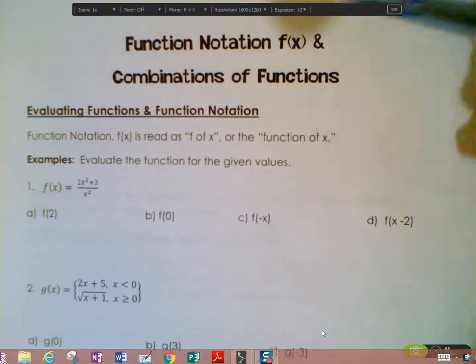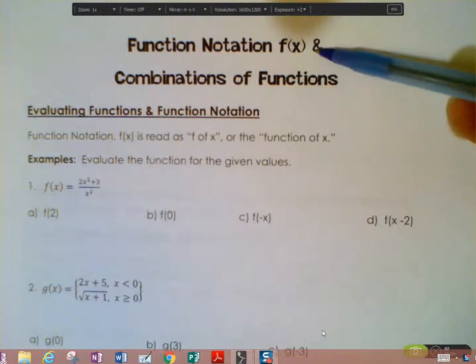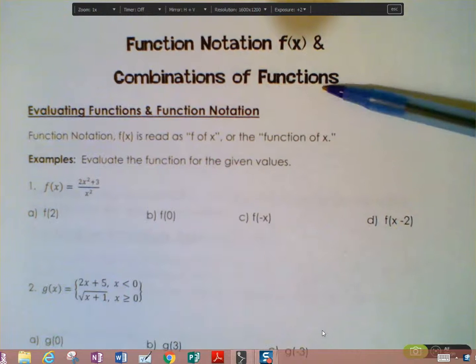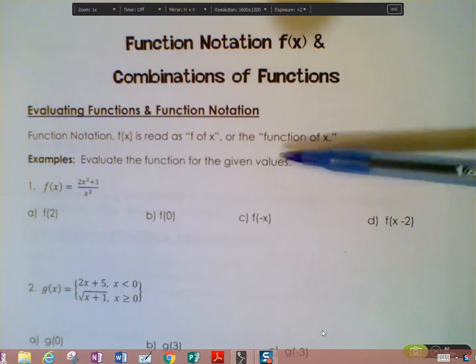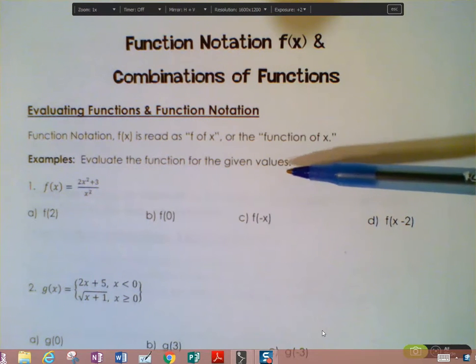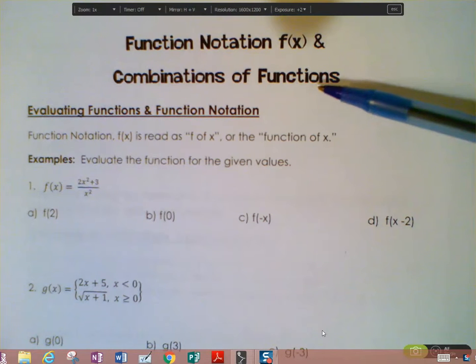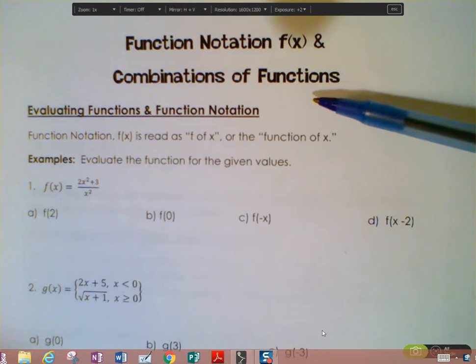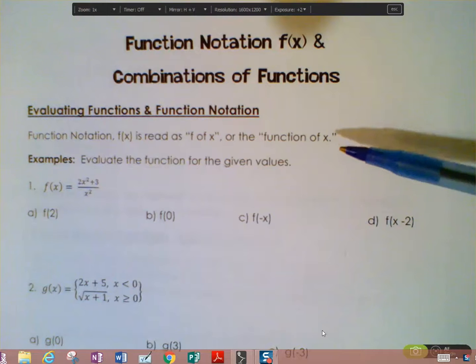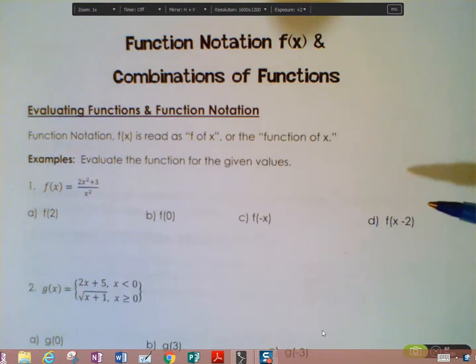In this tutorial, we're going to take a look at function notation, f of x, and combinations of functions. So we'll take a look at how to evaluate in function notation, and then we'll just take a look at adding, subtracting, and taking the composition of two functions. There is more in-depth information out there, but at this point in our class, that's all we're going to cover. Also, some of these examples may be slightly different from the problems in your textbook, maybe a little bit harder or just a little different. So just be aware of that.